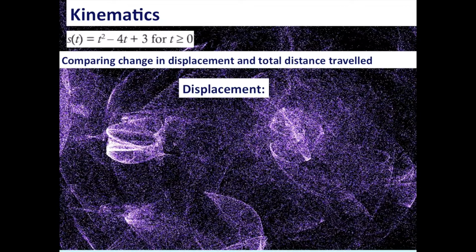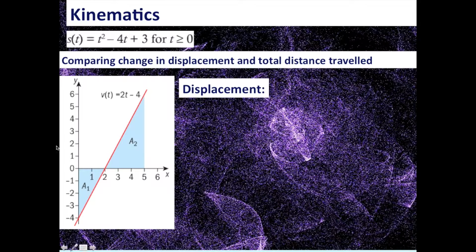So consider that we have a function here. S stands for displacement. So this is the displacement function here, t squared minus 4t plus 3. If we find the derivative of this, we should remember from earlier work on differentiation that the derivative of the displacement function will give you the velocity function. So if we find the derivative of this, we end up with 2t minus 4. So this is our velocity function here.